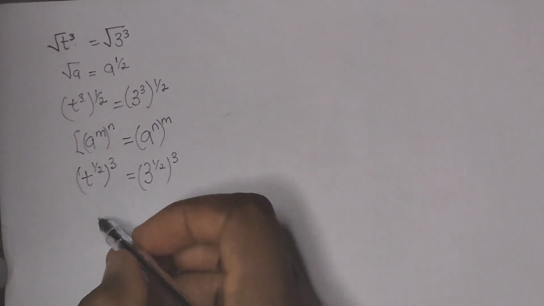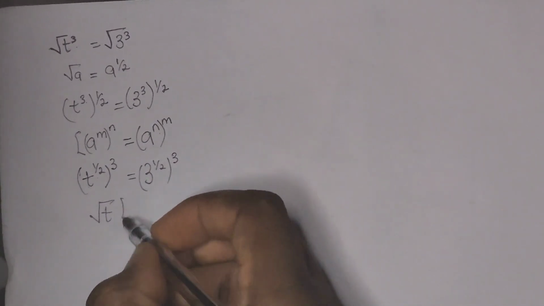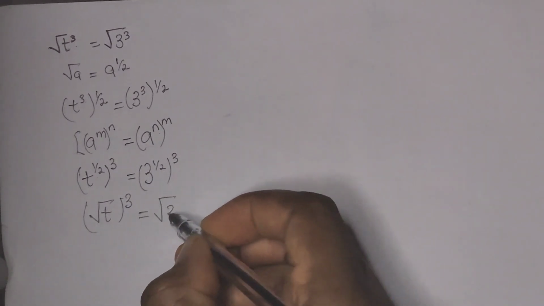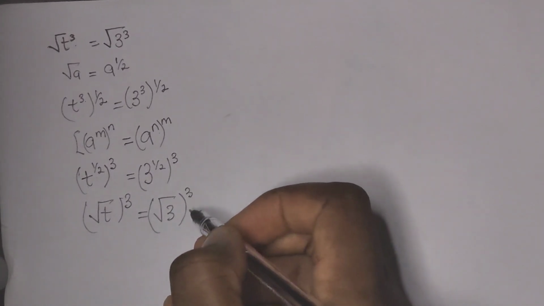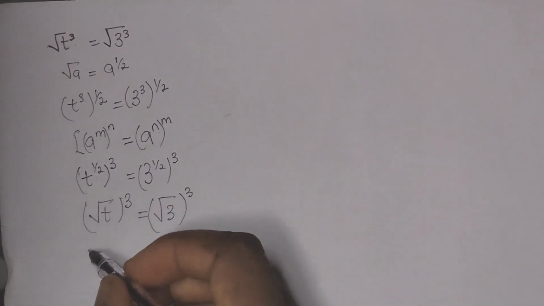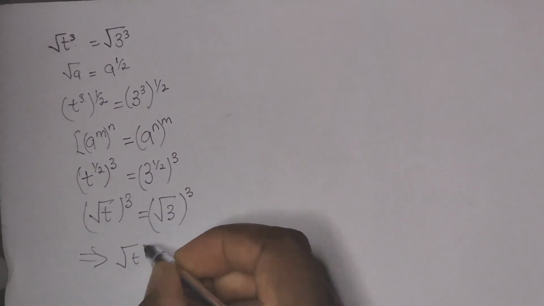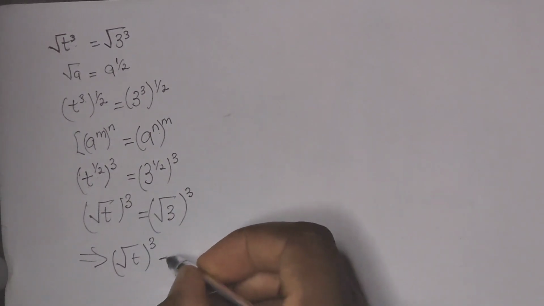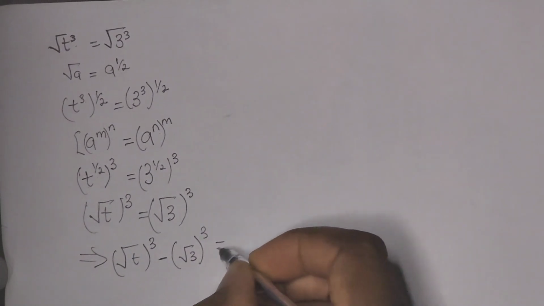So this will now give us the square root of t all raised to the power 3 equal to the square root of 3 all raised to the power 3. This implies that the square root of t to the power of 3, minus the square root of 3 to the power of 3, is equal to 0, as this one crosses over and becomes negative.